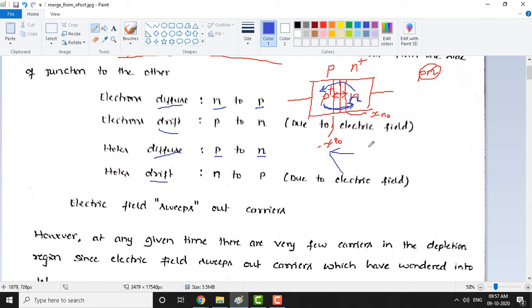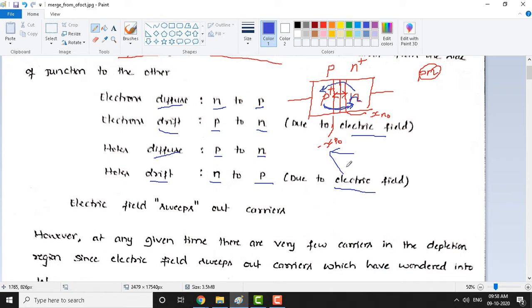So now this electric field will cause the movement of charge carriers, which are nothing but the electrons will drift from P to N and holes will drift from N to P. This is what happens, and this is basically due to the electric field, which is already told here. You can see drift happens because of the electric field.